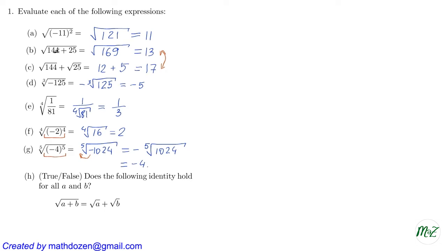So we have the square root of 144 plus 25. The square root of 144 plus 25 is 13, but the square root of 144 plus the square root of 25 is 17. So those two things are not equal. So this identity does not always hold. So the answer is false. And more often we get that the square root of the sum of two numbers is different from the square root of one number plus the square root of another number.